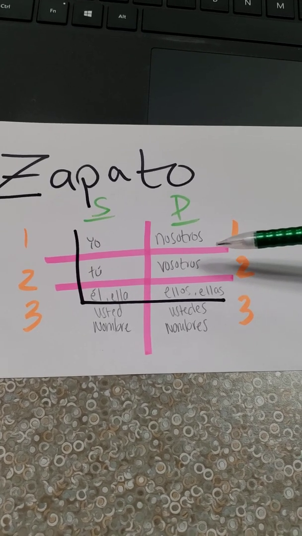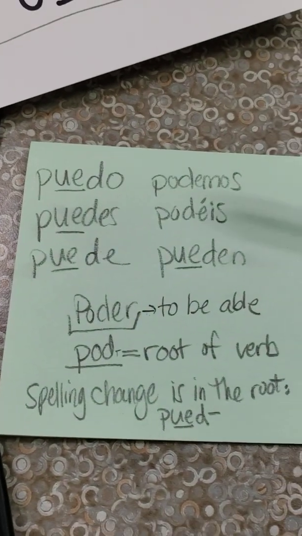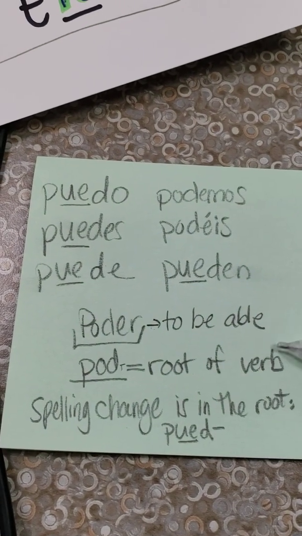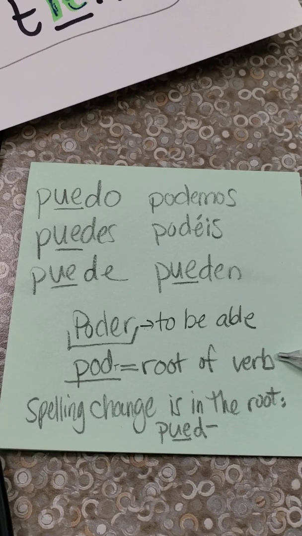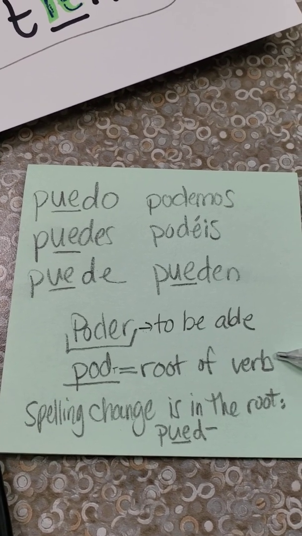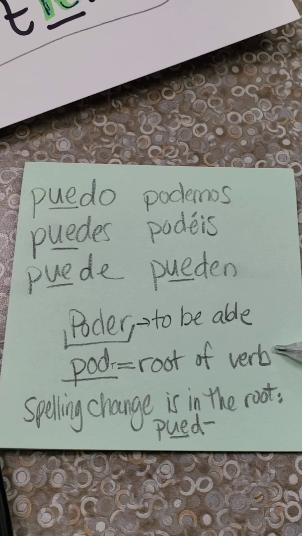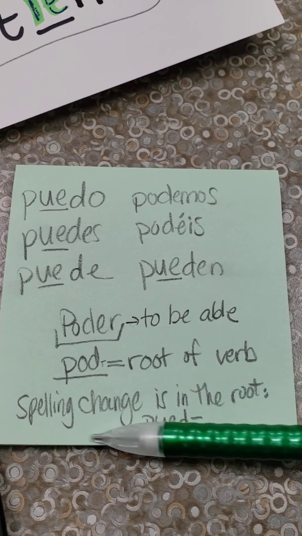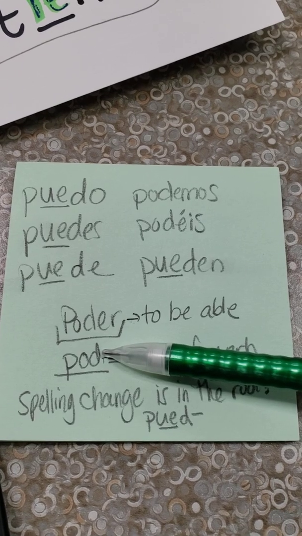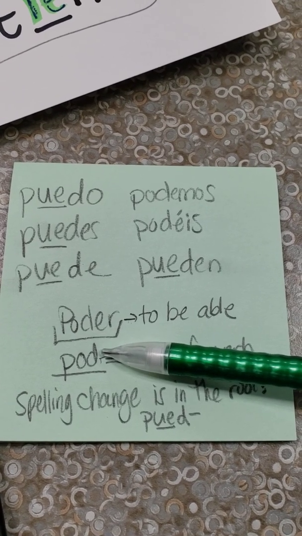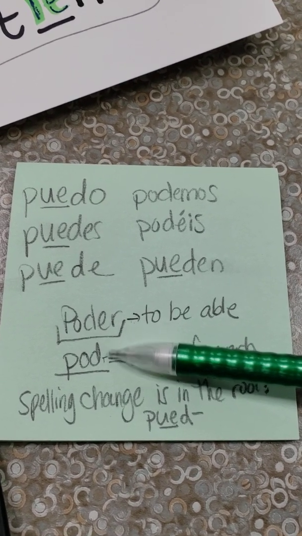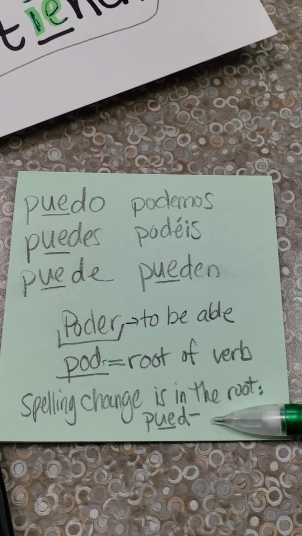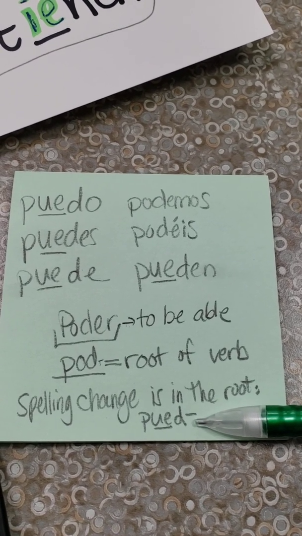What does it mean to have a spelling change? To have a spelling change means in the root of your verb, you change the spelling. Poder is to be able. You have O. Your spelling change is going to be O to UE. So in the root, your spelling change looks like this.